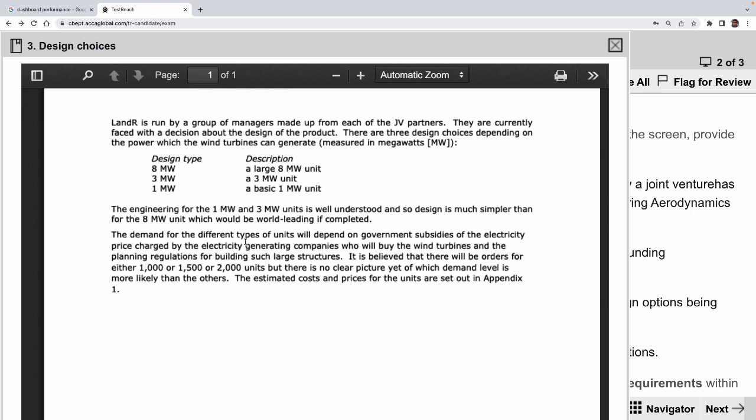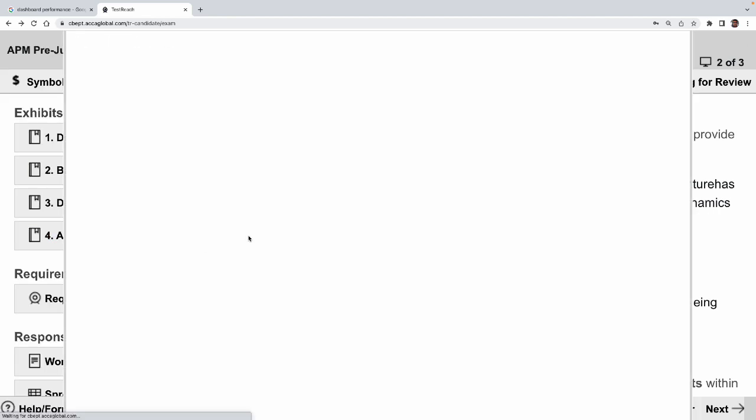The demand for different types of units will depend on government subsidy for electricity, the price charged, electricity generating companies that will buy the wind turbines, and planning regulation for building such a large structure. It is believed that there will be orders for either 1,000, 1,500, or 2,000, but there's no clear picture of the demand level yet. Estimated costs and prices are in appendix 1. Let's look at appendix 1.